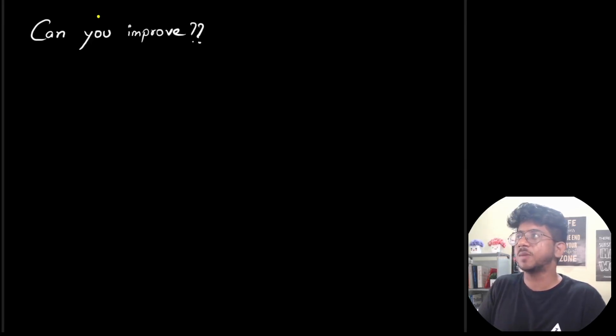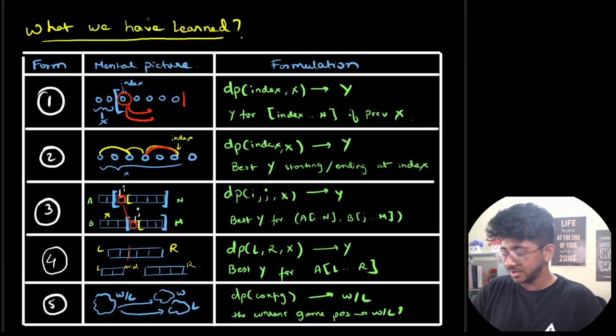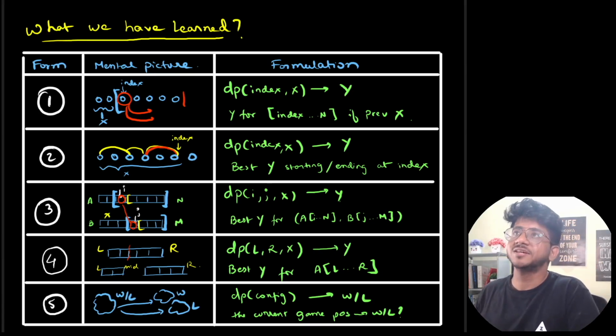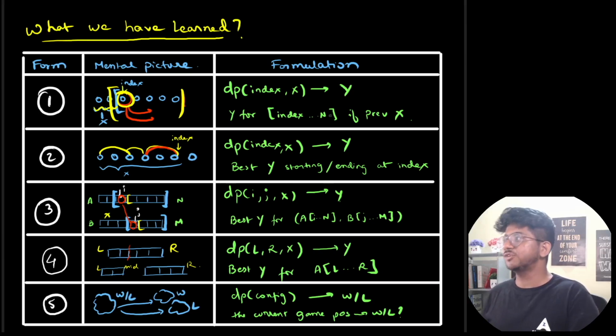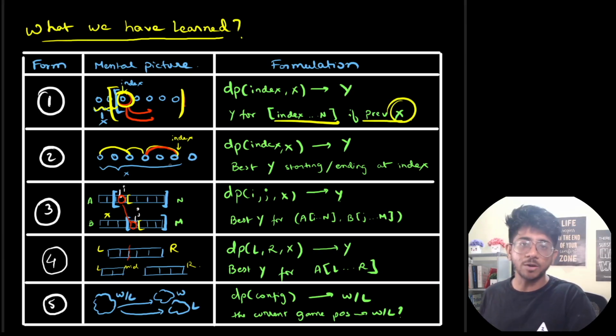So if I just go back, what are the things that we have learned today? Almost all five different forms that we needed. We have the first form where we decide from this to this much, and we have the index and some aggregate: what is the answer for index till n if the previous sum aggregate is x? Then we had form two, which is the ending form.